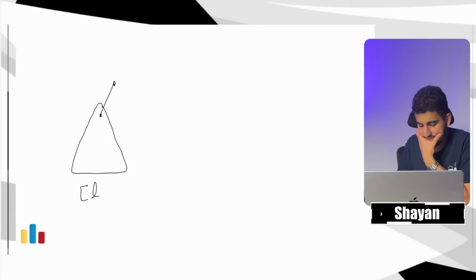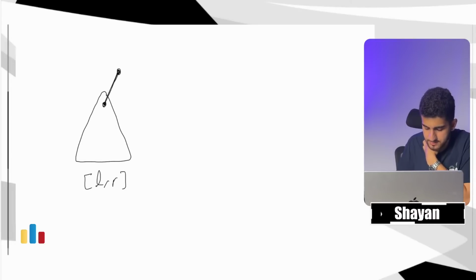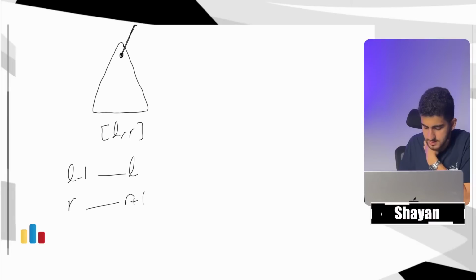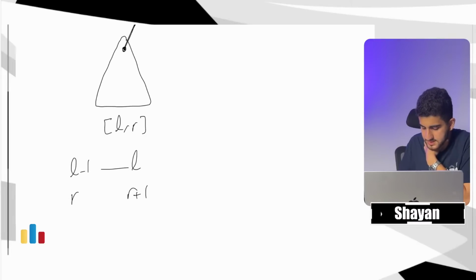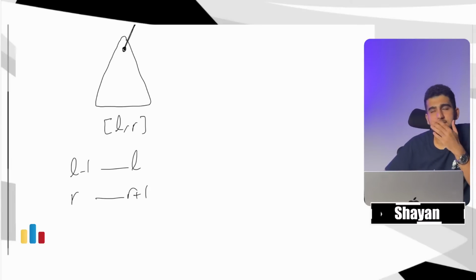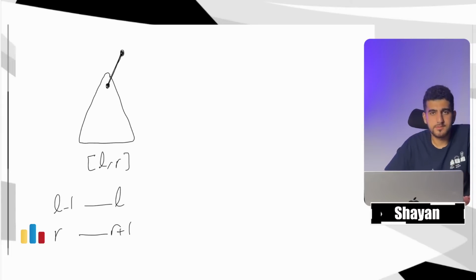Assume that the indices in this interval are from L to R. Then this edge will only appear in the path from L minus 1 to L and in the path from R to R plus 1. These two are the only pairs of consecutive numbers such that if we go along a path from the first one to the second one, we will see this edge.